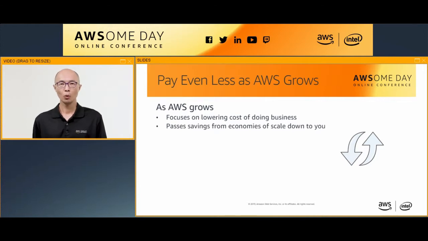AWS is constantly focused on reducing data center hardware costs, improving operational efficiencies, lowering power consumption, and generally lowering the cost of doing business. These optimizations and AWS's substantial and growing economies of scale result in passing savings back to you in the form of lower pricing. Since 2006, AWS has lowered pricing more than 60 times.